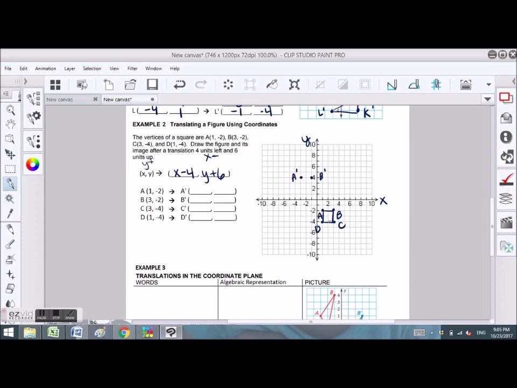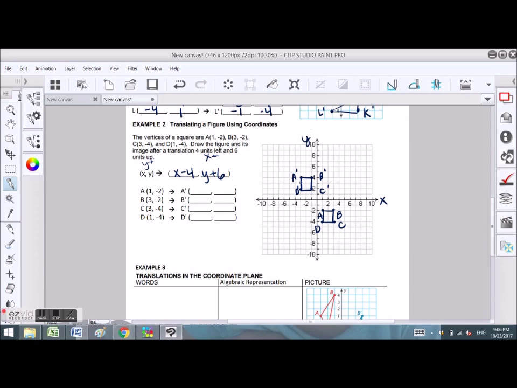C, 4 to the left and 6 up. And then D, 4 to the left and 6 up. So, as you can see, when we connect all the dots together, we have exactly the same square, but it's been moved to the left and up.